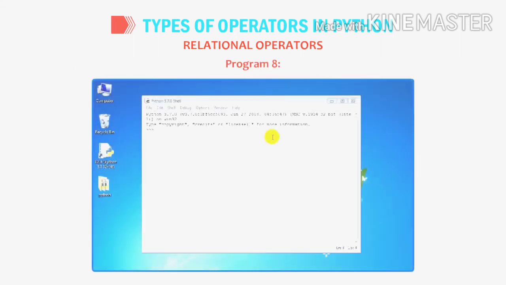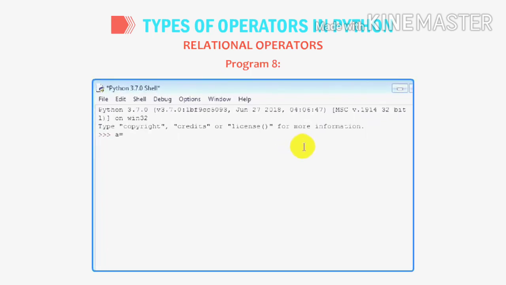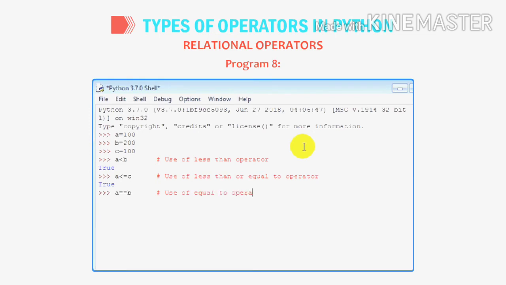That is program 8. Here A equal to 100, B equal to 200, C equal to 100. A less than B shows the Boolean value true because 100 is less than 200. Understand? Here we will get the Boolean value that is either true or false. Boolean means it contains only 2 values, true or false. Clear?